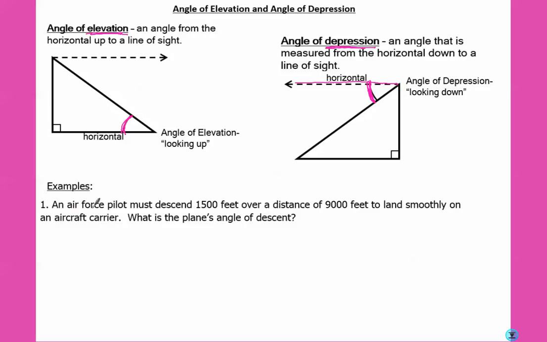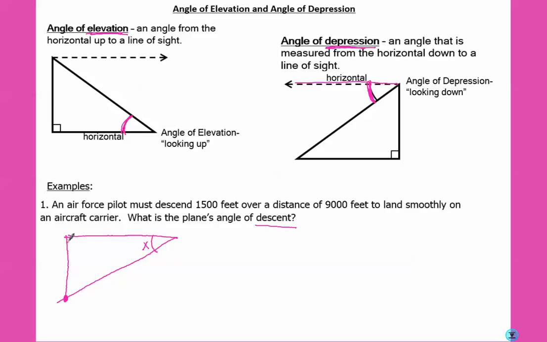So an Air Force pilot must descend 1,500 feet over a distance of 9,000 feet to land smoothly on an aircraft carrier. What is the plane's angle of descent? So descent and depression, same idea. If the plane kept flying straight out, it would be like this, but how far does it have to go down? So that's our x. We want to know what this angle is. We know we want the plane to land somewhere over here.